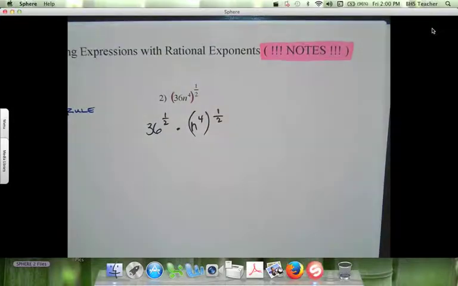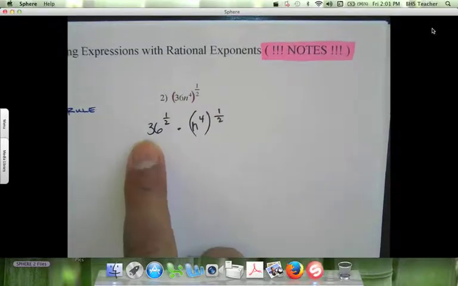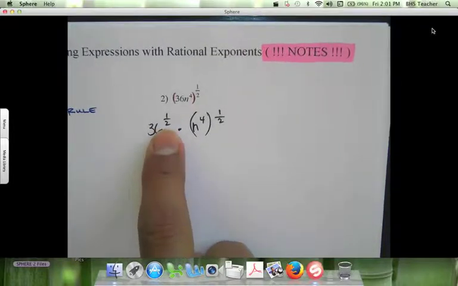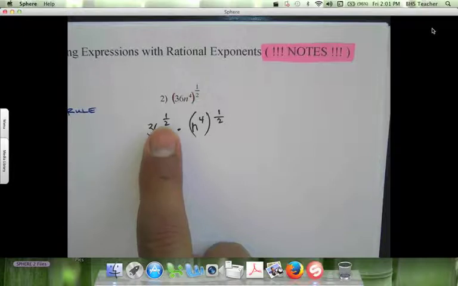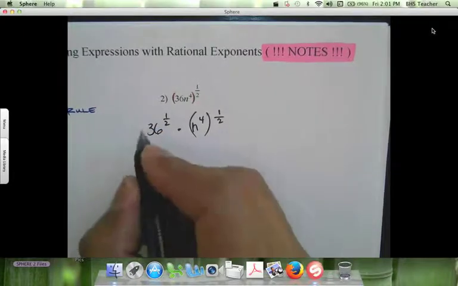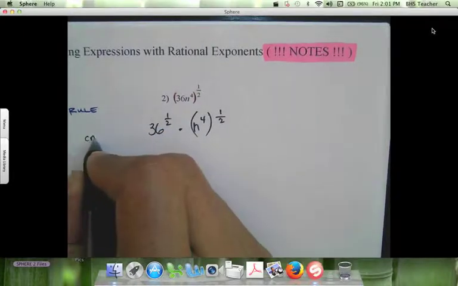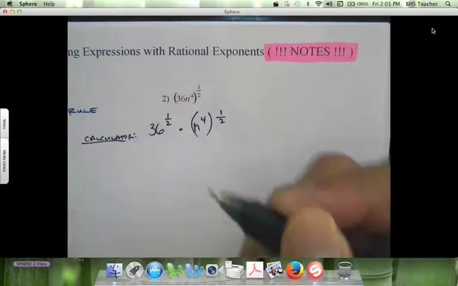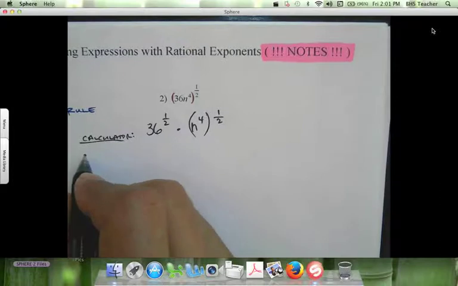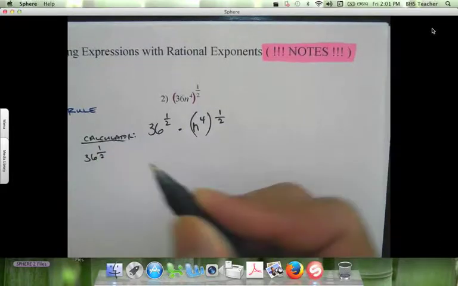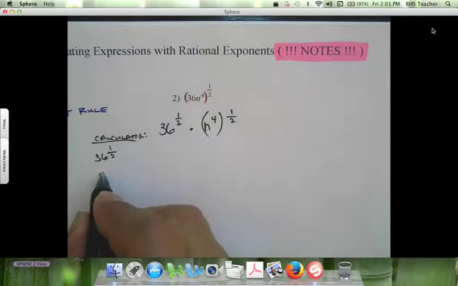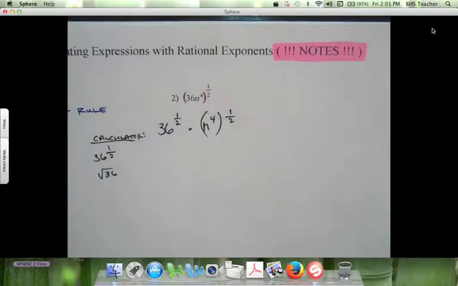And over here, our little calculator work, you know that 36 to the power of 1/2 really means the square root of 36. And that gives you what? 6.